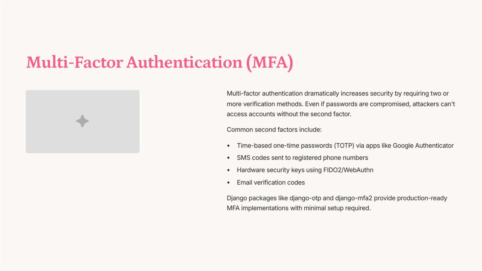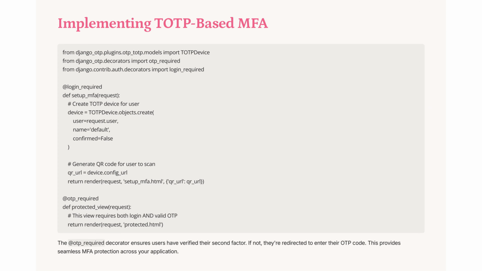Implementing time-based, one-time password-based multi-factor authentication in Django involves creating a time-based one-time password device for each user. Use the login required decorator to ensure users are authenticated before setup. Generate a quick response code for users to scan, linking their device. The otp_required decorator ensures access to protected views only after one-time password verification, enhancing security across your application.